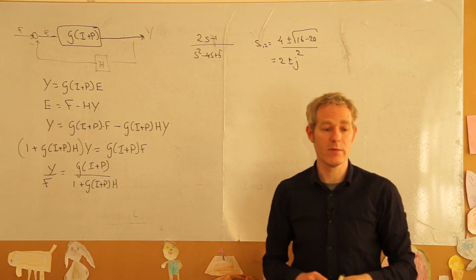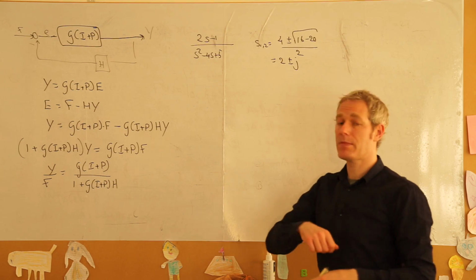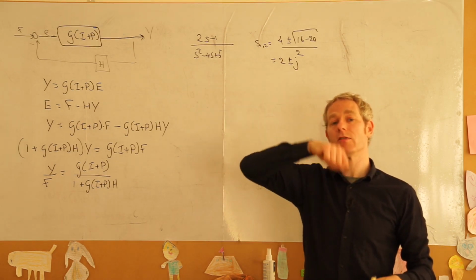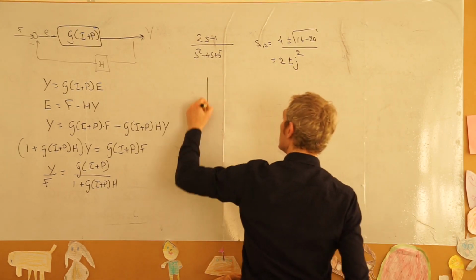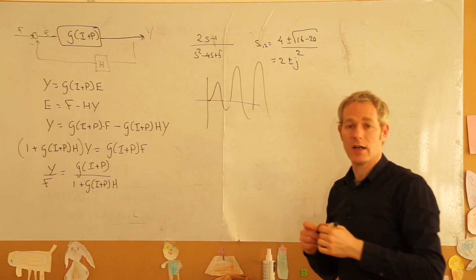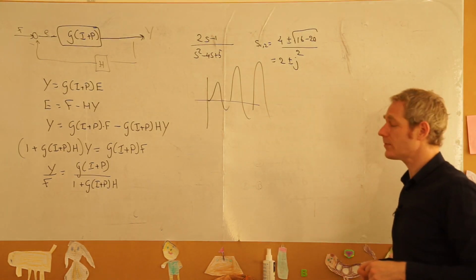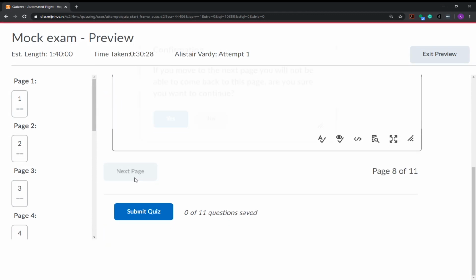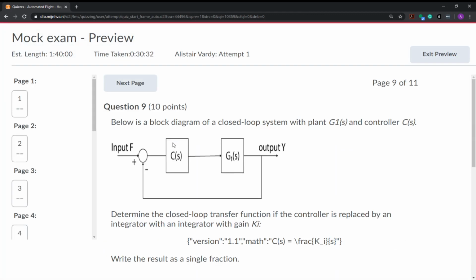The behavior will be that if we have a step input, because it's unstable, we'll get exponentially growing oscillations. So what we'll get is that we'll get this kind of behavior. All right, that was question 8. We have 3 more to go.